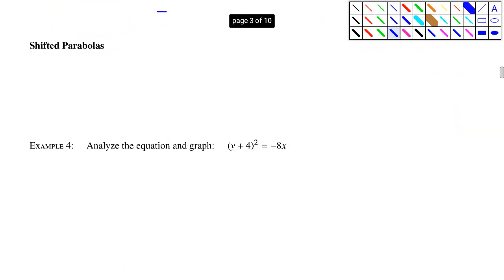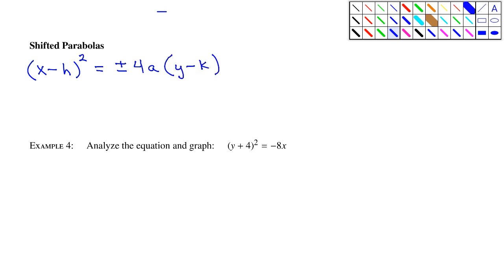Next, let's look at how we shift the parabolas around. So the basic equation now becomes the following. (x − h)² is equal to either plus or minus 4a times (y − k), where the vertex has now been shifted to the point (h, k). Notice how the h is with the x. It's inside before you square it, and therefore you have to use a minus. It's x minus h, not x plus h.